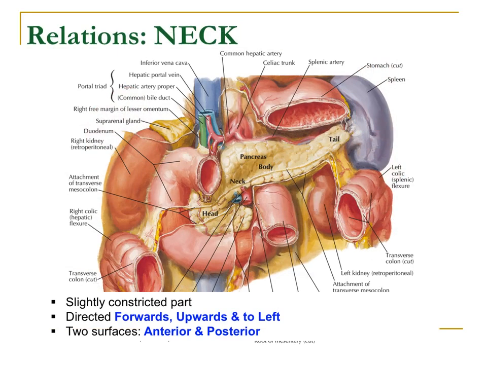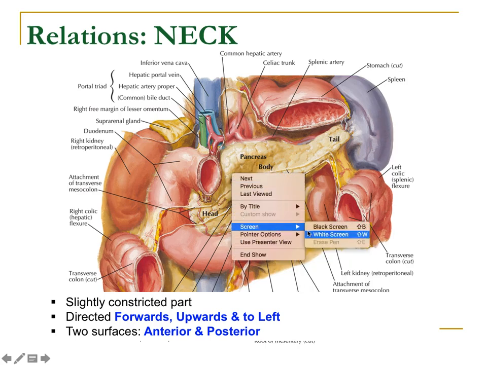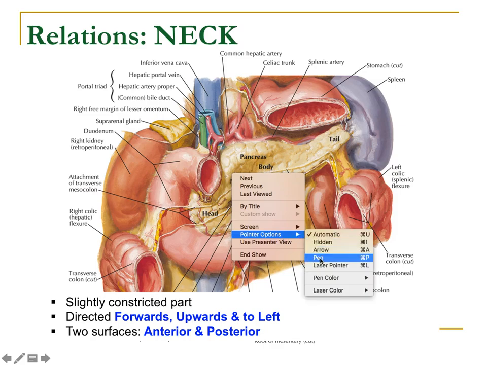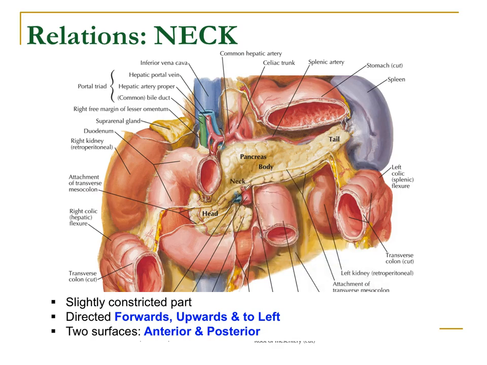Now if we move on to the relations of the neck of the pancreas, this one is a slightly constricted part, and it is directed forward, upward, and to the left side. It also has two surfaces. Whatever you see here in this region will be the anterior surface, and just behind it will be the posterior surface.